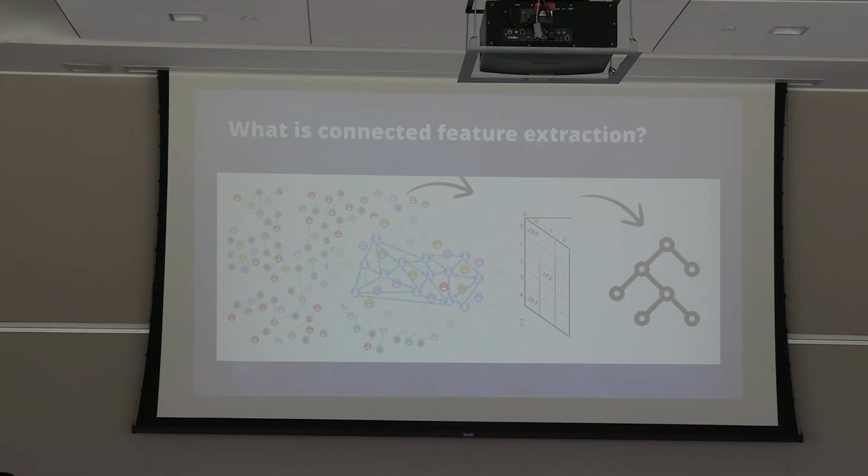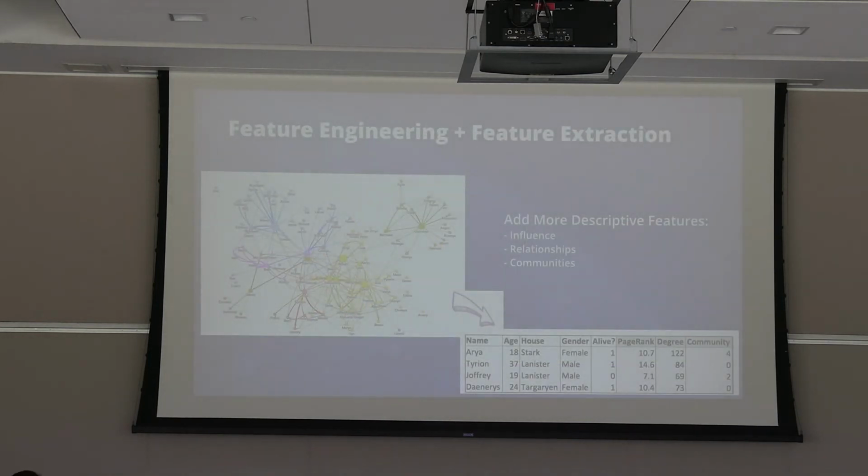So taking an example of this, again, we're going back to our Game of Thrones data set. This one's a lot of fun. So we have our data up here. You can see we have our traditional machine learning tabular structure where we have names of characters, we have ages, we have the houses they're in, we have their genders, and we have whether they're alive or dead. So that's our yes-no flag there.